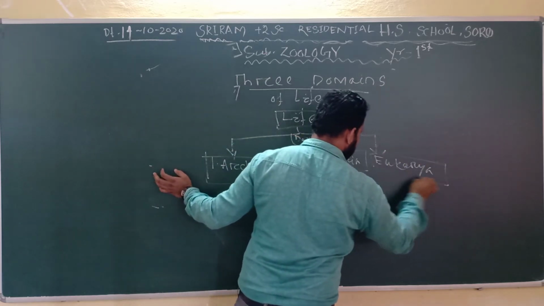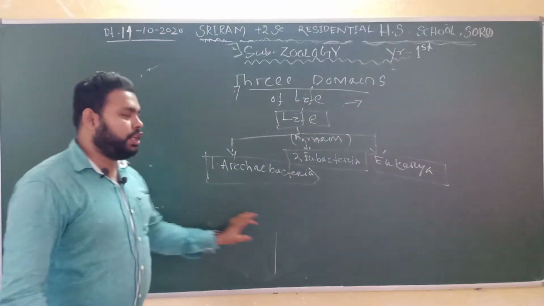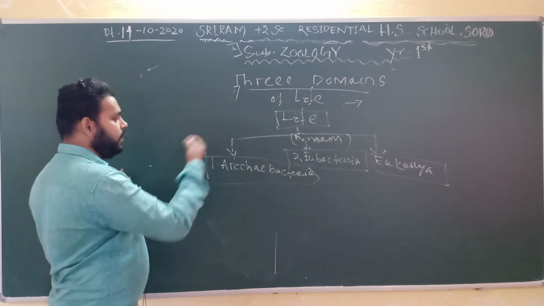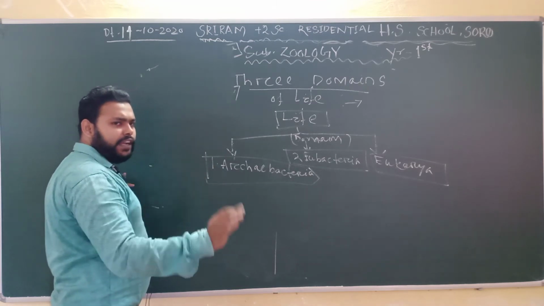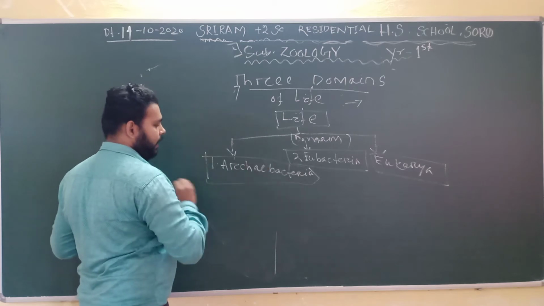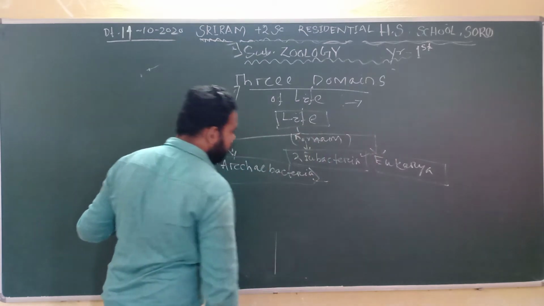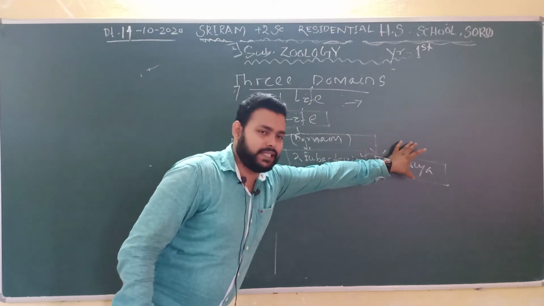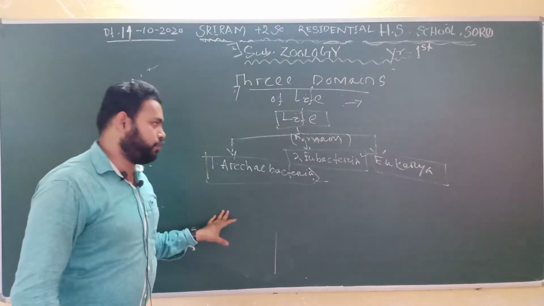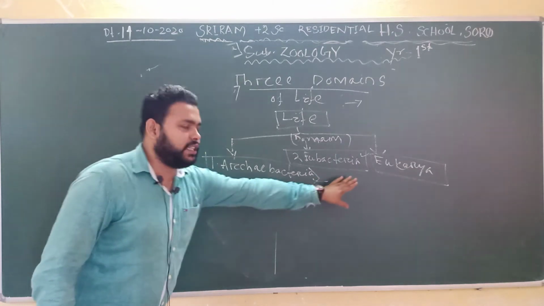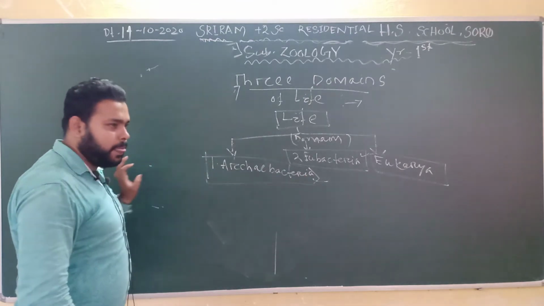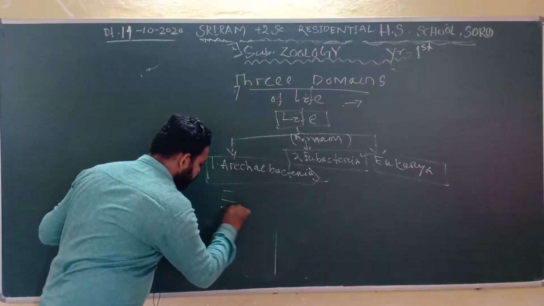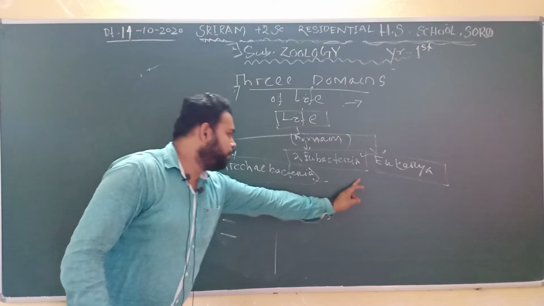Now we will study these three domains of life separately, along with their characteristics. So what he did, all the prokaryotic type of living organisms were divided into two categories: one is Archaebacteria and another one is Eubacteria. And Archaebacteria, or Archaea, by considering some characters, he categorized into two types.